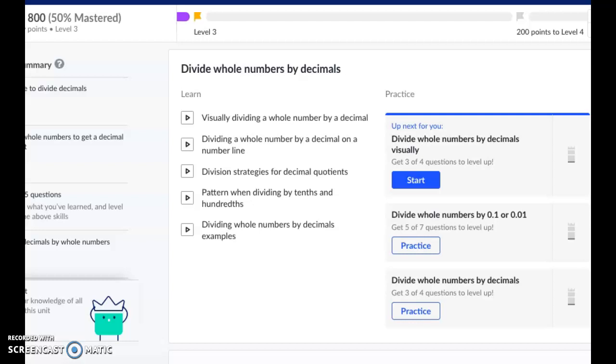Khan Academy, Divide Decimals. We are working on the subtopic Divide Whole Numbers by Decimals Visually.